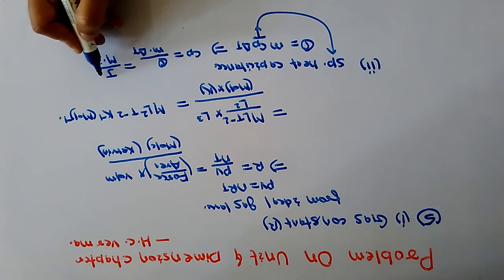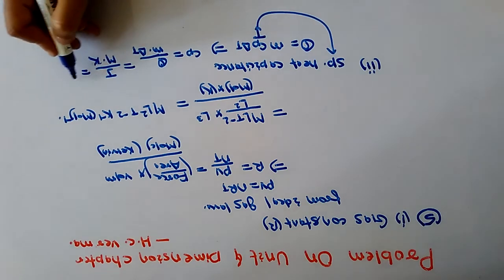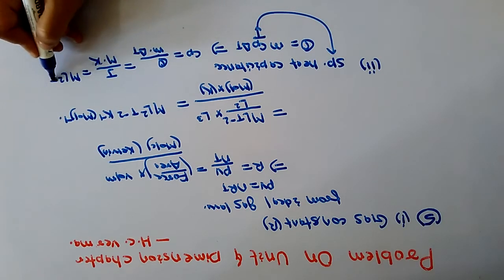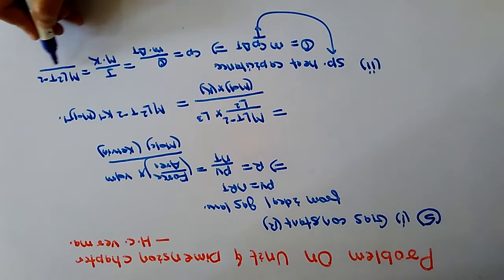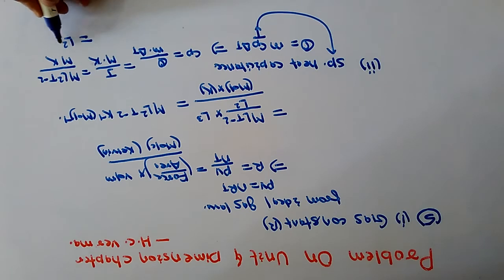Joule has the same dimension as energy. Energy has a dimension of M L square T minus 2, divided by M and K. So this will be L square T minus 2 into K. Okay, so this was the specific heat capacitance.